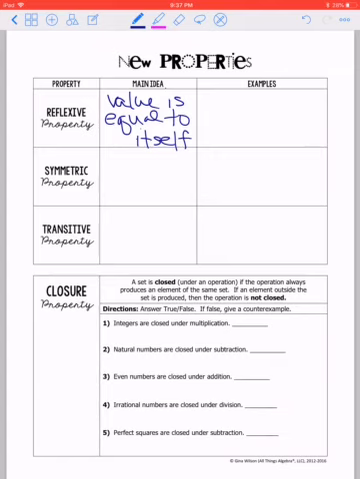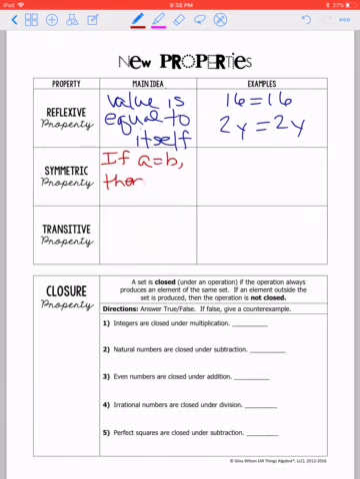Okay, and so an example of this, 16 is equal to 16 all the time, it never changes. 2y would be equal to 2y. That's your reflexive property. If we look at the symmetric property, it says this: if you know that A equals B, then you can say that B equals A. That's the same thing, whether it's frontwards or backwards, how you write it. That is the symmetric property.